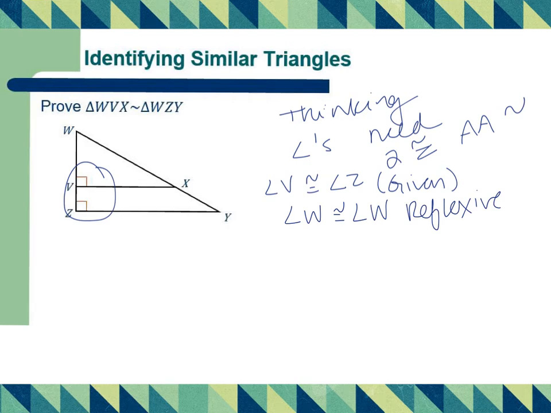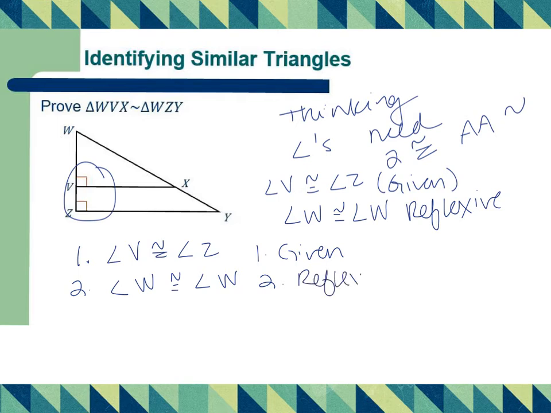I know I put my statements on the left, so I start with my givens. I'm given that angle V is congruent to angle Z. Sorry, that's supposed to be a congruent symbol. And that is given. And then I know that angle W is congruent to angle W, and we said that's because of the reflexive property.